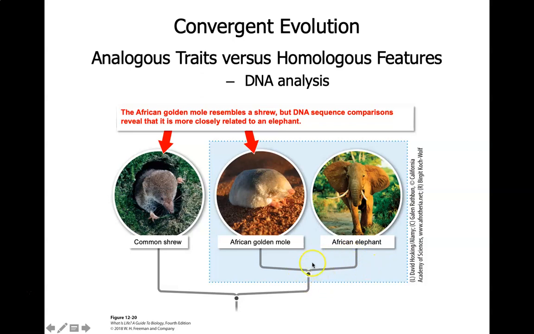Now, that doesn't mean that their ancestor was yesterday. It just means that the common shrew and the golden mole have adapted to similar environments, but that there was a common ancestor between the African golden mole and the African elephant, and we can deduce that from DNA sequence comparison.